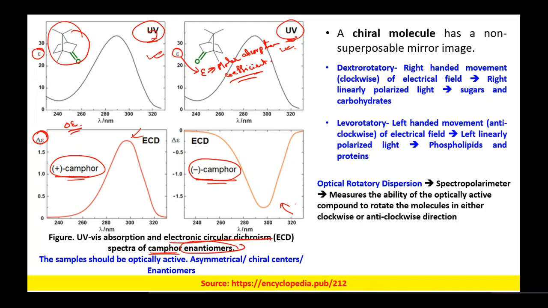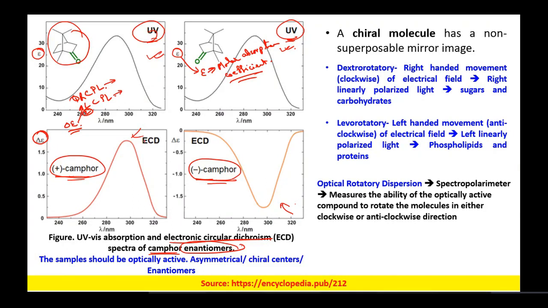I talked about this right-handed circularly polarized light, and I talked about left-handed circularly polarized light. So we have two types of radiations. In electronic circular dichroism, we individually find out the absorption of the RCPL by the sample and the absorption of the LCPL by the sample.